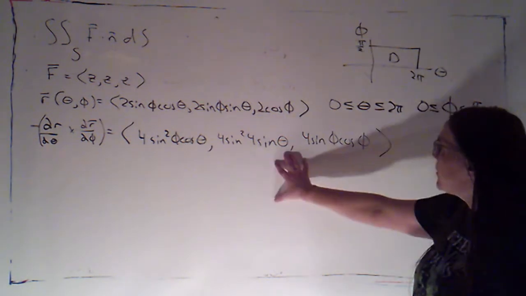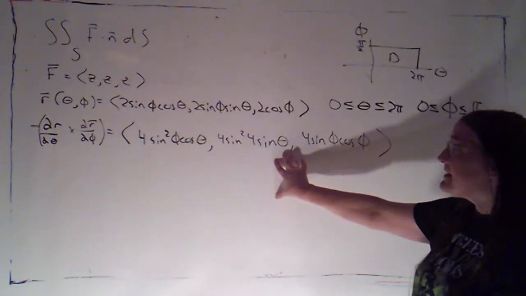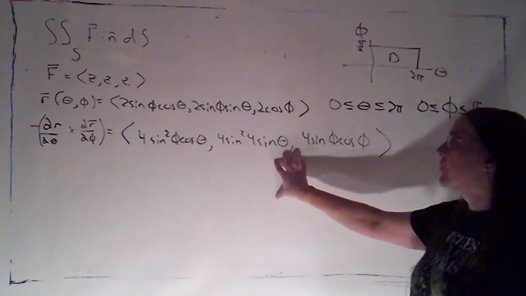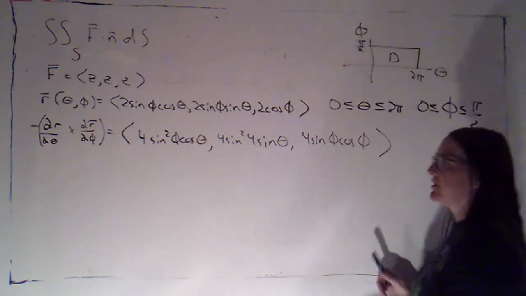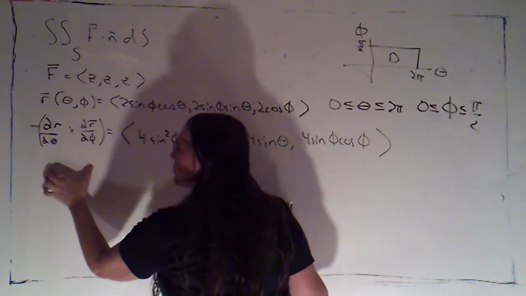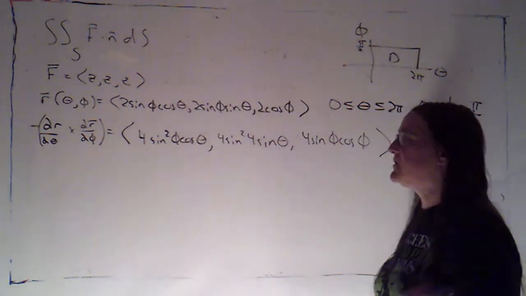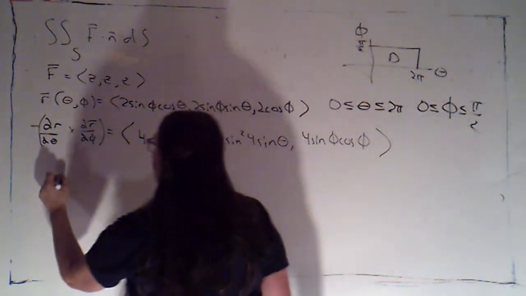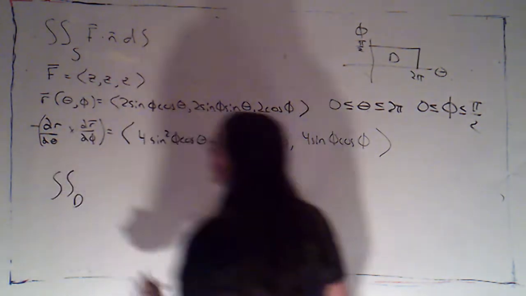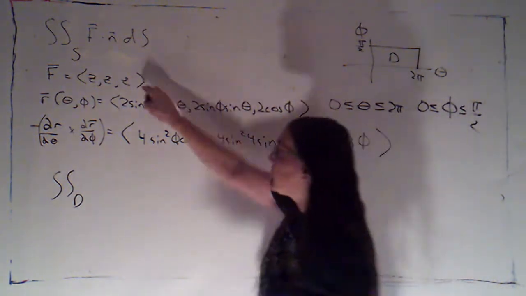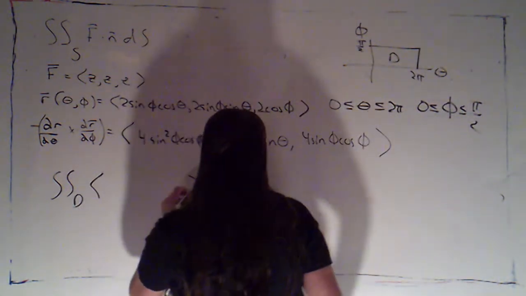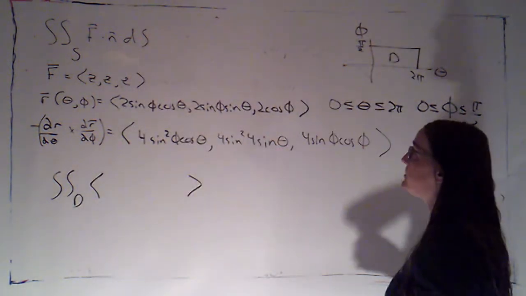Okay, so then this is what we got. This is our outward normal vector. And this is what I like to call the non-normalized normal vector. I didn't bother to normalize it by dividing by its magnitude. That's because when I go to write this, it's going to become the double integral over D, this region in my parameter plane. Now, I'm going to write f in terms of my parametrization.